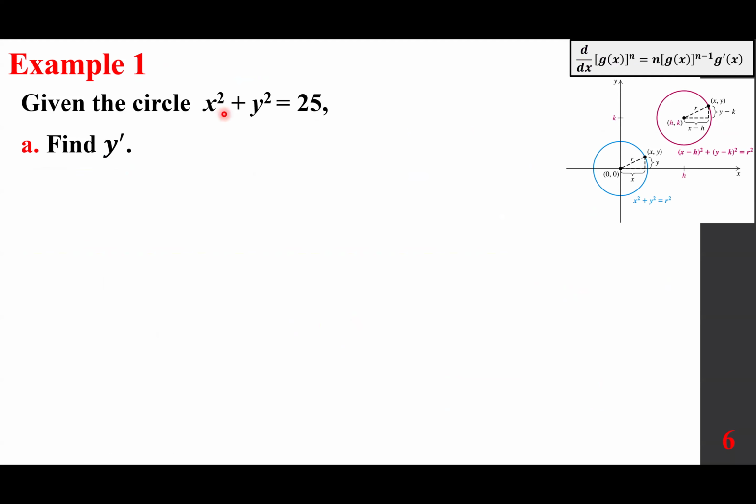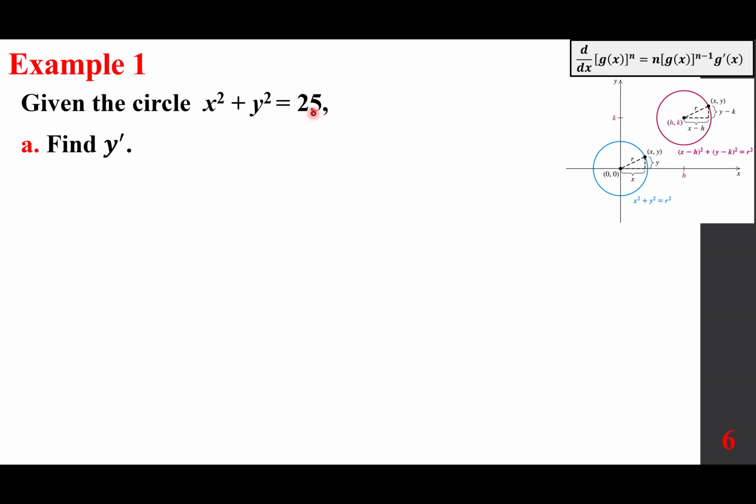Given the circle x squared plus y squared equals 25, find y prime. Reminding you that the equation of a circle centered at 0 is x squared plus y squared equals r squared. Therefore, this is a circle with a radius of 5, centered at (0, 0).